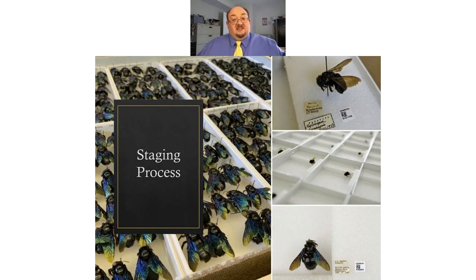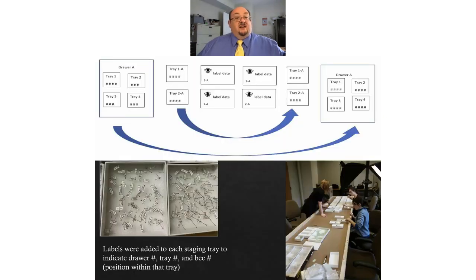So the staging process is basically very simple. I've already described it, but here you can see it graphically. And here's where we were adding labels, and this doesn't have to be super fancy. Literally, we printed out thousands of these to indicate drawers, trays, and bee numbers, cut them all out, and it's just on regular paper. It's not going to be part of the image. It sits up in the corner, so it's a visual reference for us to reassemble the bee and put it back where it's supposed to be, but it's not part of the capture, so it doesn't really matter that it looks good. It's just to keep you organized.